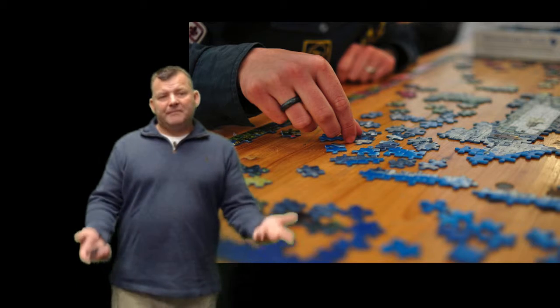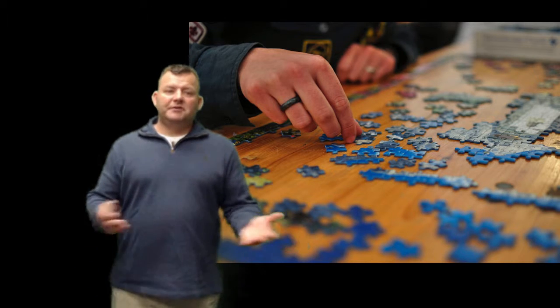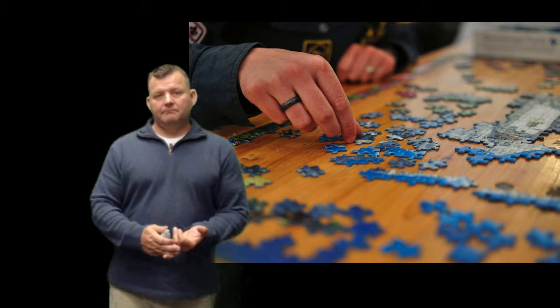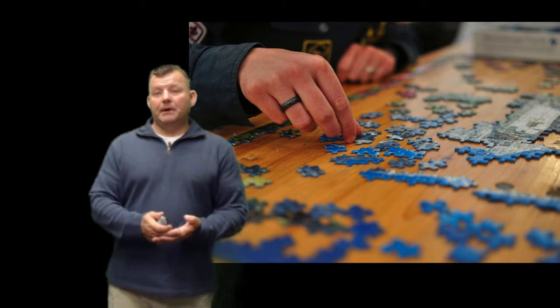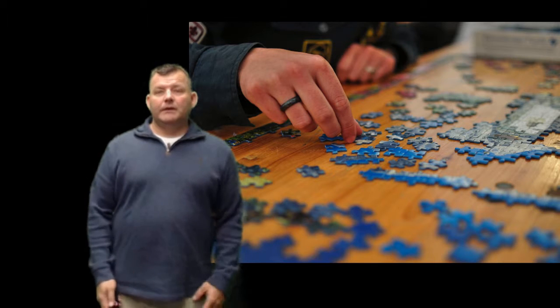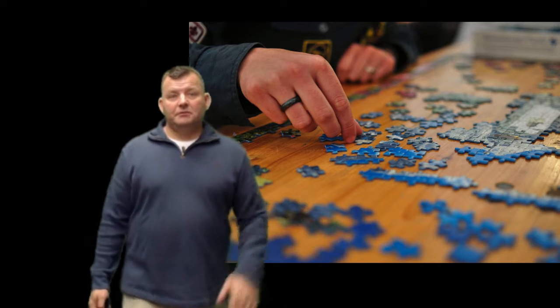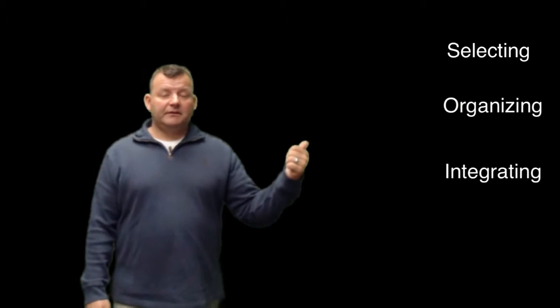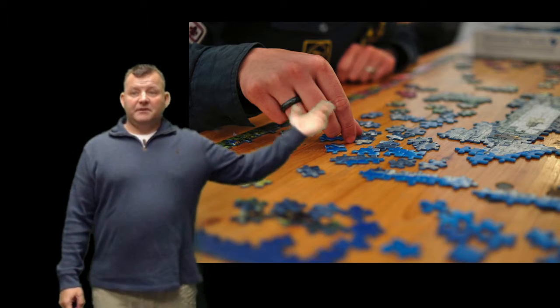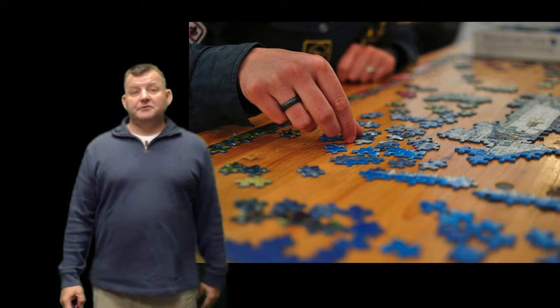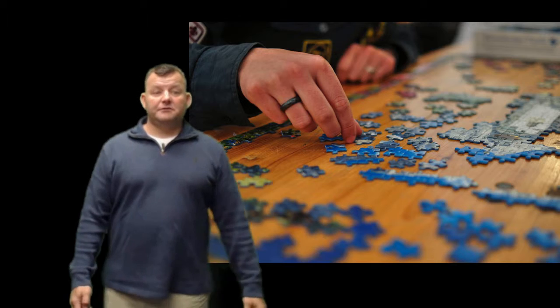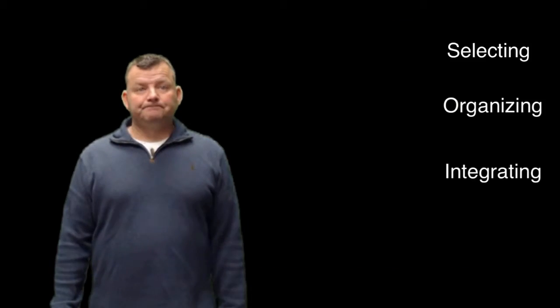So how exactly does this look? Well, think about a puzzle. You see the picture, you see the pieces. You're going to organize them, and you're going to put them together to make a picture. And that's what the three parts of active processing are: selecting, organizing, and integrating. Select the picture, see the pieces, organize them, and integrate them together to make the puzzle picture that you're trying to put together.